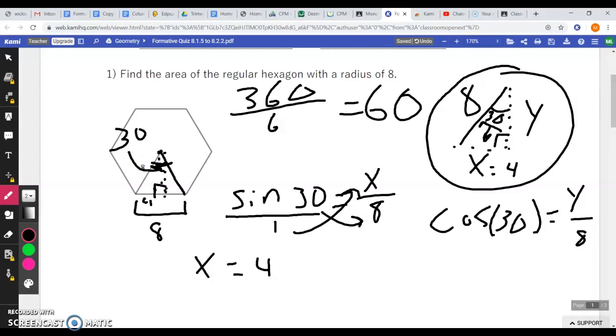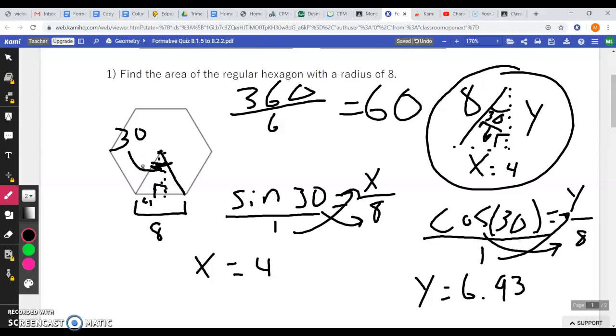Okay. Now I again do cosine of 30 over 1, so I can cross multiply here and solve. 1 times y equals y, and the cosine of 30 times 8, let me bring up my calculator again. The cosine of 30 times 8 gives me 6.93 if I round it. All right, so now I have my y and I have my x.